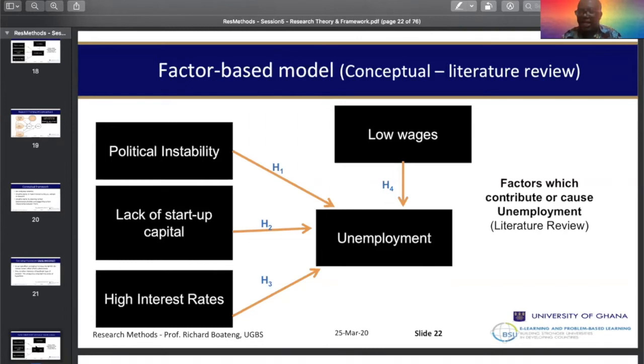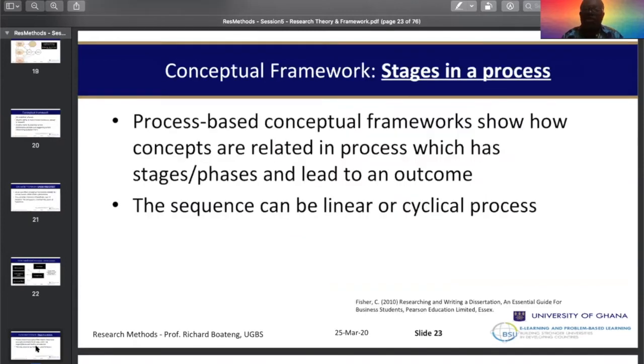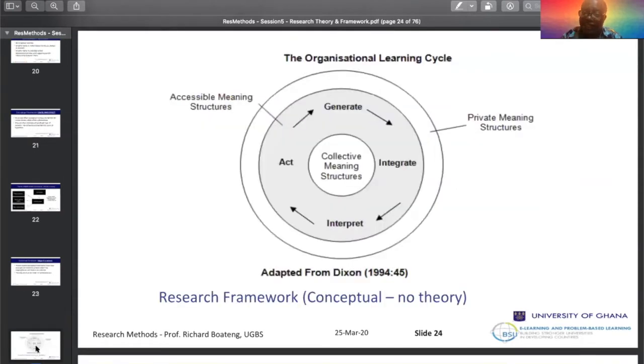Good. I can see that we are all okay. So let's continue. Then you have the process approach. The process approach says that I don't think it's a cause and effect alone, but one thing causes something and then leads to another thing. So we can either draw it in a linear sense or in a cyclical sense. So in that sense, this is a cyclical model.